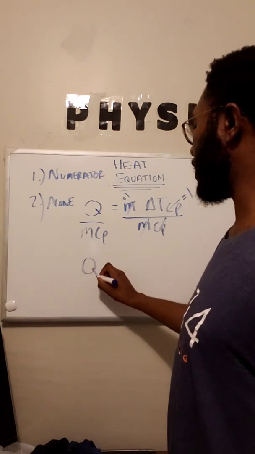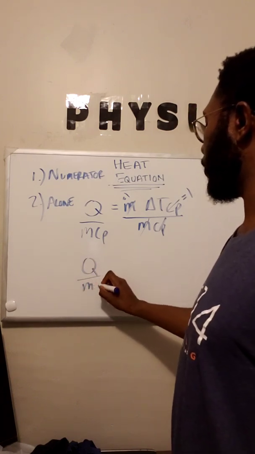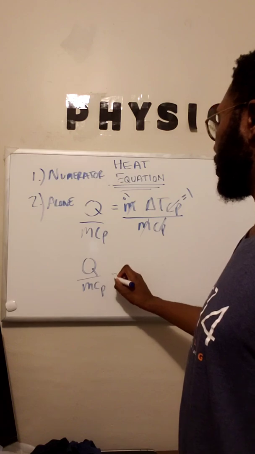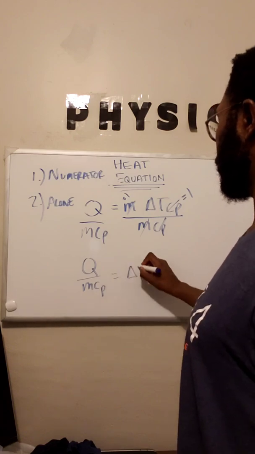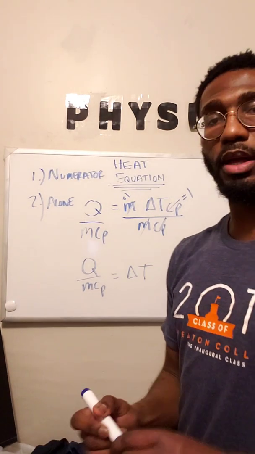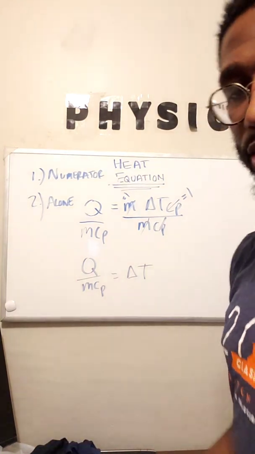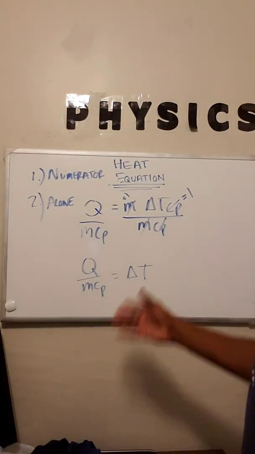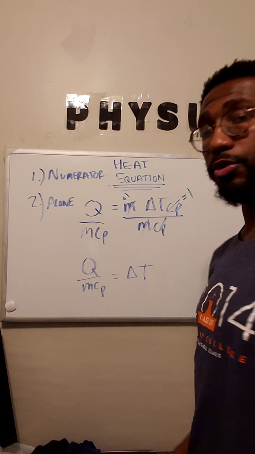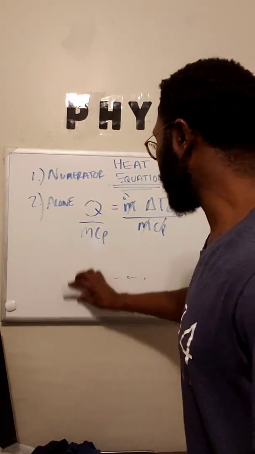So now we have heat over mass times the specific heat capacity is equal to the change in temperature. So now we know the amount of change in temperature of the object. So that's great. Now let's do one more just to make sure we understand what's going on.